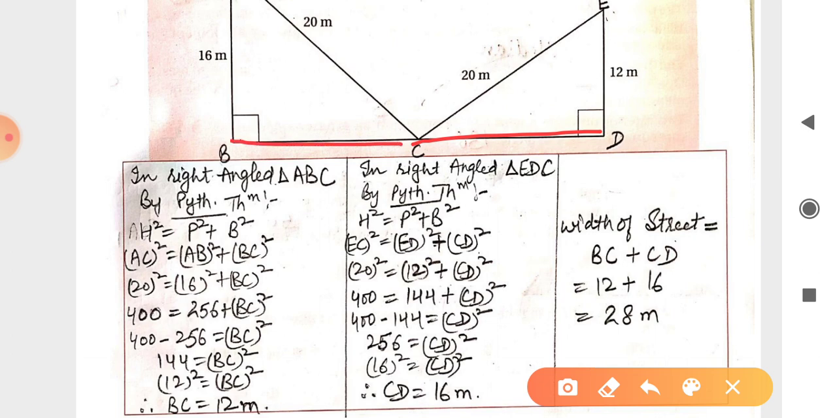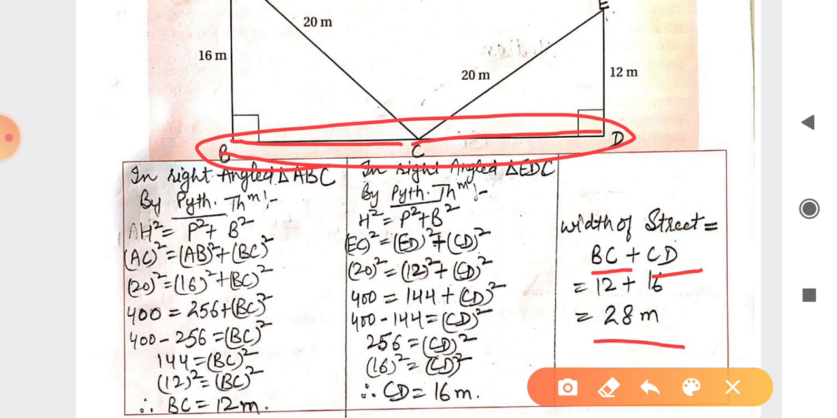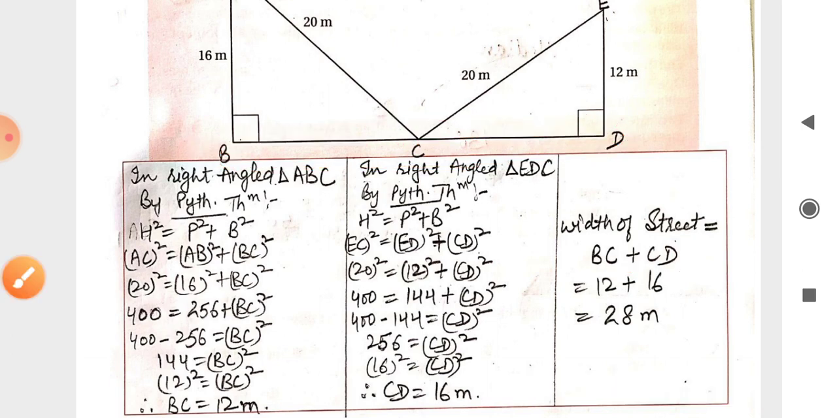Now we have to find the width of this street. The street is BD, so the width of the street is equal to BC plus CD. Put the values of BC and CD and add them. After adding, we get 28 meter. So the width of the street is 28 meter.